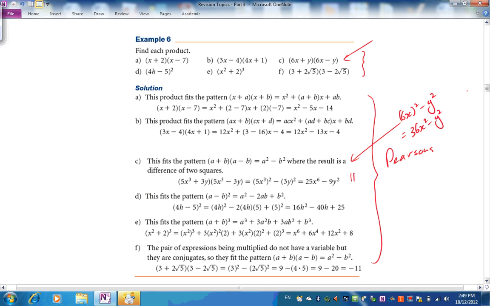Let's have a look at part D, 4h take 5 squared, this one here. So that is following the pattern of a take b all squared is the first one squared and twice the product, but the product would be a by neg b, so it's neg 2ab plus b squared. So can you see, I'd like you to go straight from here to here. 4h squared is 16h squared. 2ab would be 2 by 4h by neg 5, which would be neg 40h, and neg 5 squared, any negative squared is a positive.